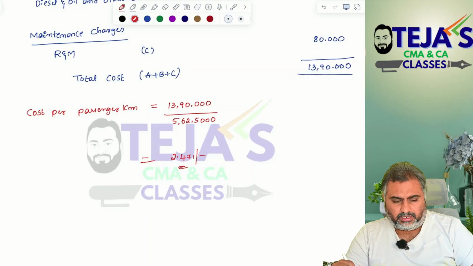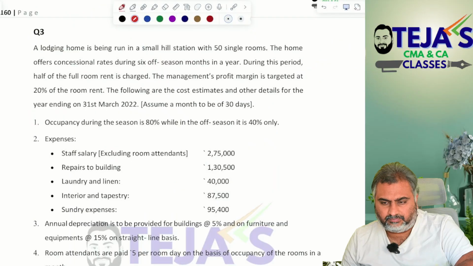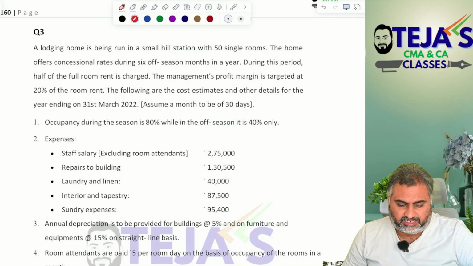Okay? Like this we are supposed to solve the things. I hope you understand. This is a basic level question from the service costing point of view. Let's continue. Here, our next question is important from the exam point of view. Let's focus.